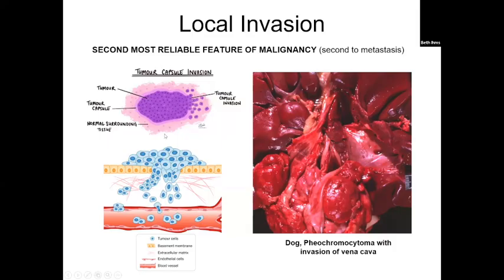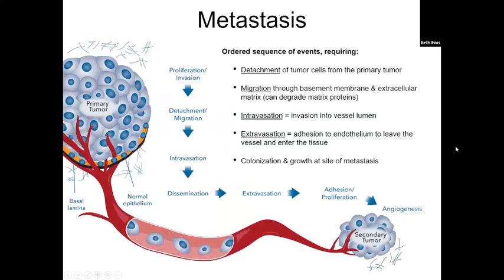Okay, so cut this image in half. Benign over here, malignant over here, right? Benign, we're well demarcated, encapsulated. We're growing by expansile compressive growth. Over here, we've blasted through the capsule. We're invading normal tissue. So hallmark of malignancy. Metastasis.